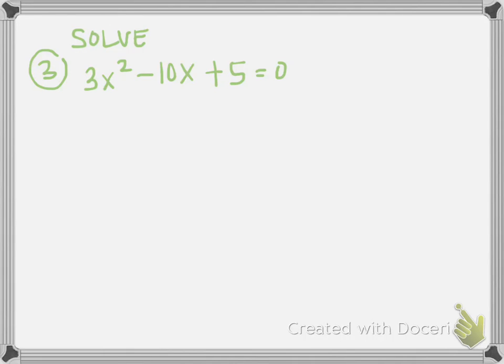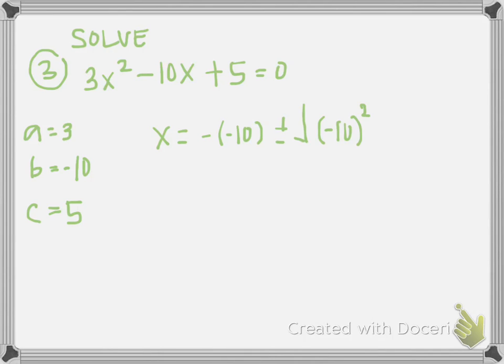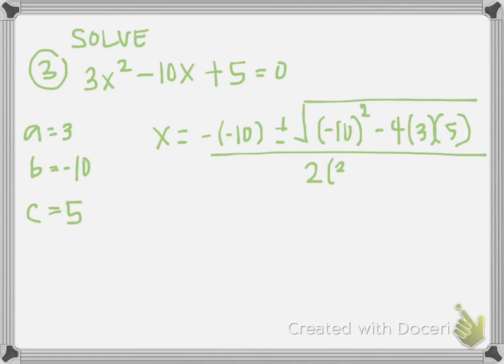Alright. So number 3 here, I'm going to quickly check to see if I can factor. So it's equal to 0 already. So 3 times 5 is 15. So does something multiply together to give me a 15 and add together to give me a negative 10? I can't think of anything. So I'm going to use the quadratic formula here. So a is going to be equal to 3. My b is going to be equal to negative 10. And my c is going to be equal to 5. So it's going to be negative 10 plus or minus the square root of b squared, so negative 10 squared, minus 4 times a times c, all over 2 times a.